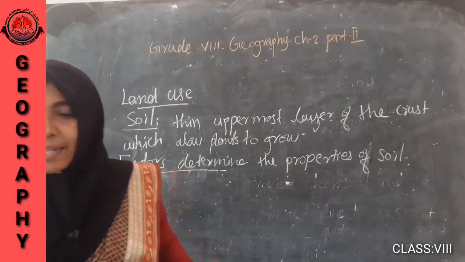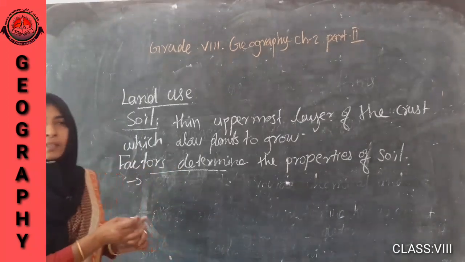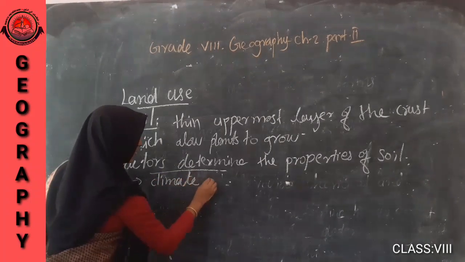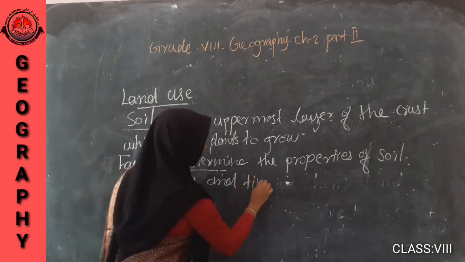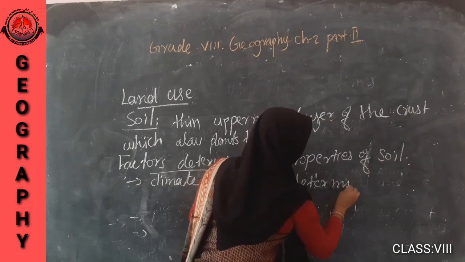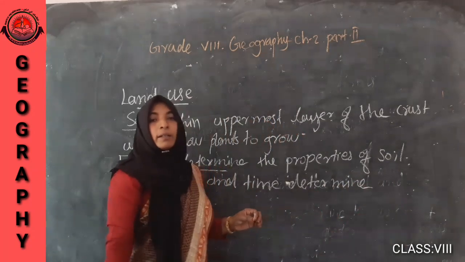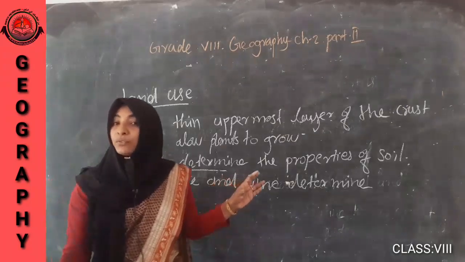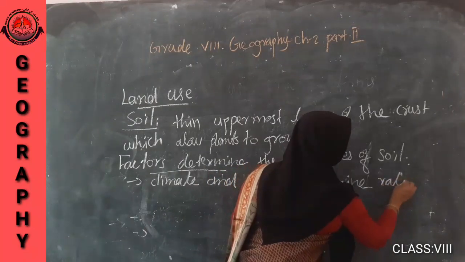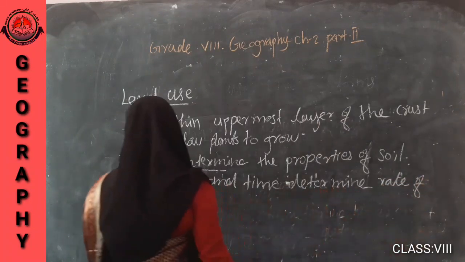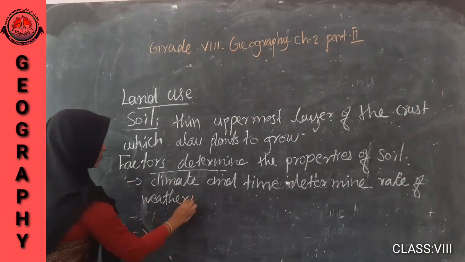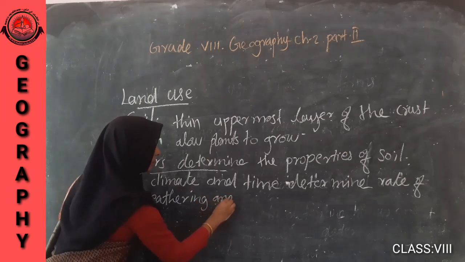Which are the climate and what is the role of climate and time? Climate and time determine the rate of weathering and thickness.